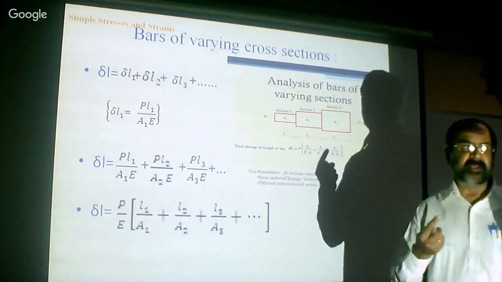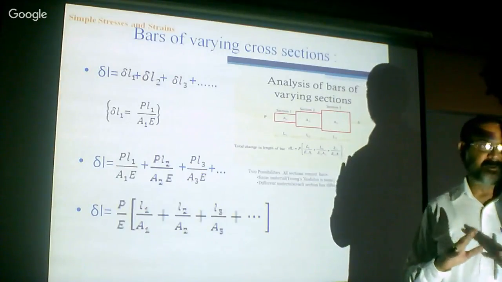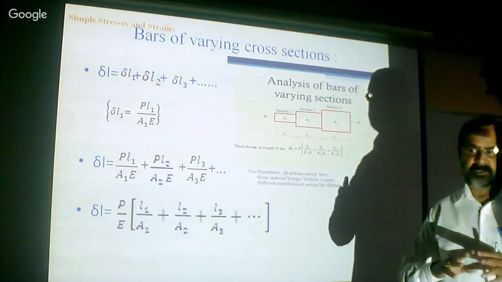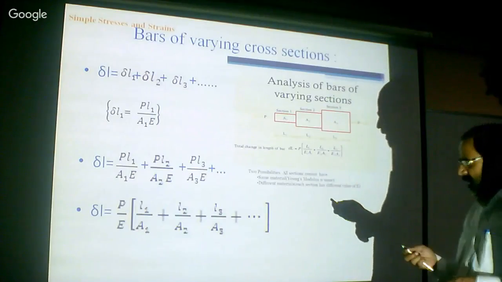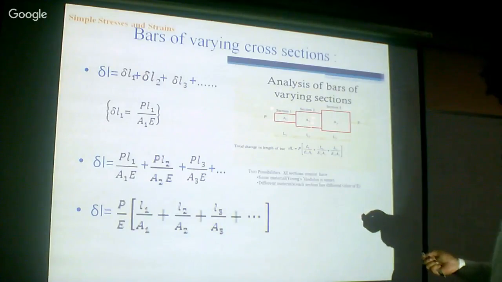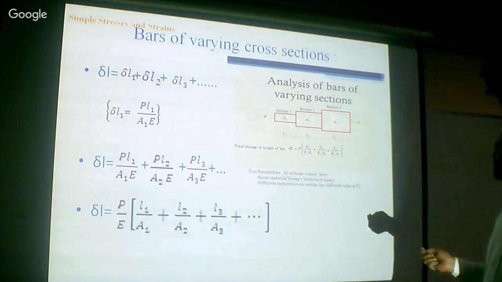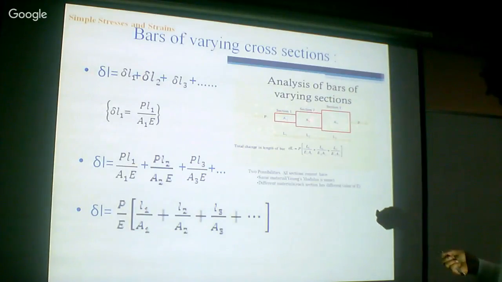In the bars of varying cross section, what is going to happen? How is the behavior of the stress? For example, this is a bar of varying cross section: section 1, section 2, section 3. All three may be made of the same material, or sometimes of different materials. Load applied, force applied, section 1, section 2, section 3. Now, length 1, length 2, length 3.